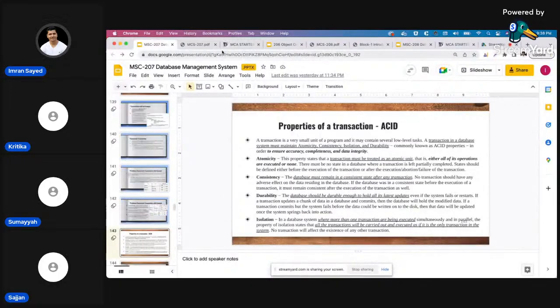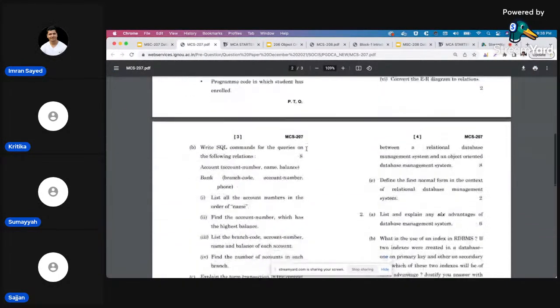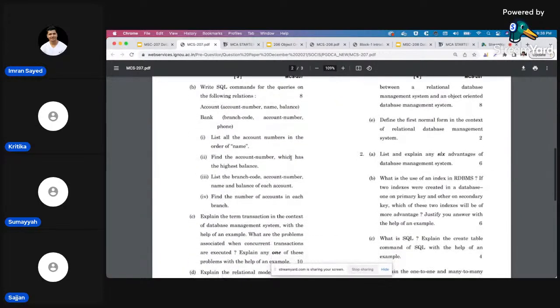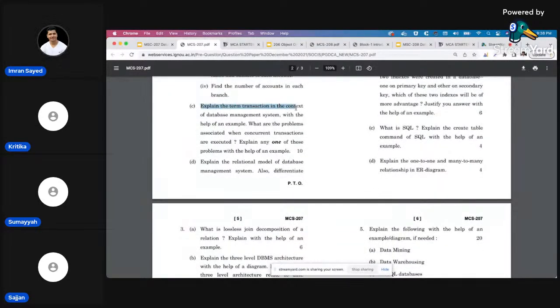Okay, so let's start with the first question. Explain the term transaction in the context of database management system with the help of an example. What are the problems associated with the concurrent transaction when they're executed, and explain one of these problems with the help of an example. So I'll try to recall what I remember, and then we'll take a look at the answer.